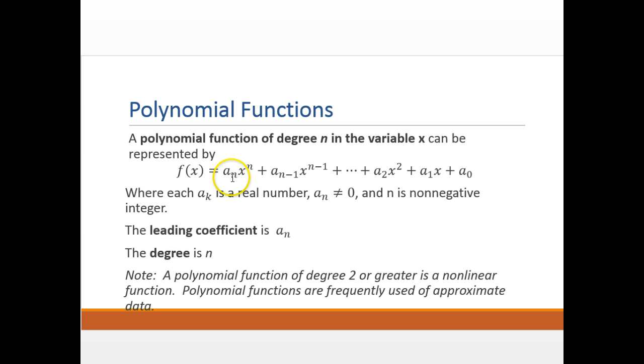We use these subscripts because we could run out of letters if we use different letterings. All we're saying is each one of these a_k's is a coefficient. This n is the degree. For degree 1, we already learned that was a linear function, and anything greater than 2 is considered nonlinear.